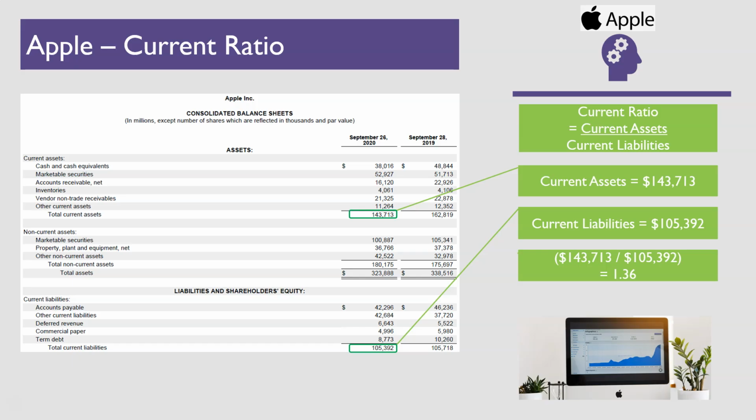So what does this mean? Here we can see that Apple has a current ratio of around 1.36. In other words, this means that for every $1 of current liabilities, Apple has $1.36 of current assets. Overall, this is sufficient since Apple would be considered liquid given that its current ratio is above 1.